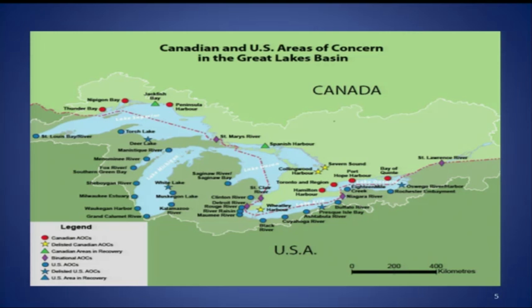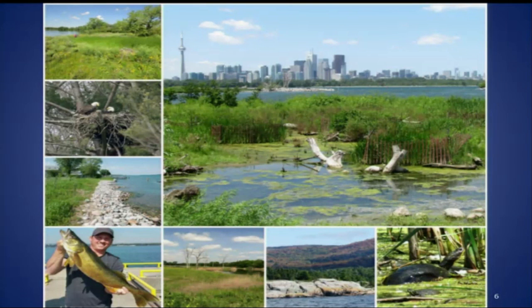But as you'll see in the next slide, huge improvements have been achieved across all the areas of concern, and I would say none resemble what they looked like back in the 1980s. As you can see in these pictures, significant areas of fish and wildlife habitat have been reestablished. Bald eagles have returned to several areas of concern. Walleye are being caught in previously unthinkable places like Hamilton Harbor. Natural shorelines and wetlands have been reestablished, and wildlife like the rare Blanding's turtle are returning.